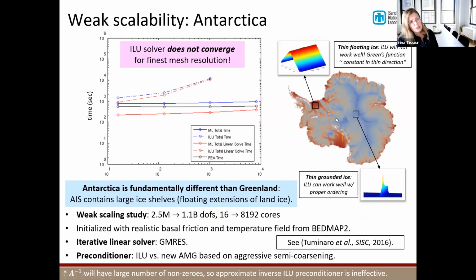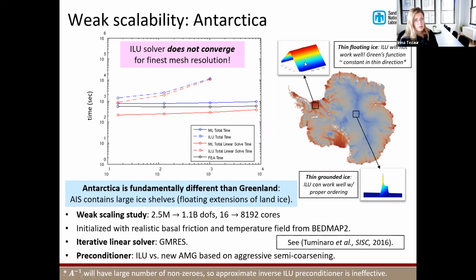Where you really need the new preconditioner, as it turns out, is Antarctica. To understand why requires a lot of analysis using Green's functions. I'll try to explain this pretty succinctly, but you can find a lot more detail in the SISC paper from 2016 by my colleague, Ray Tuminaro.